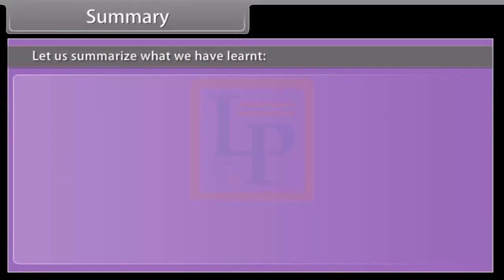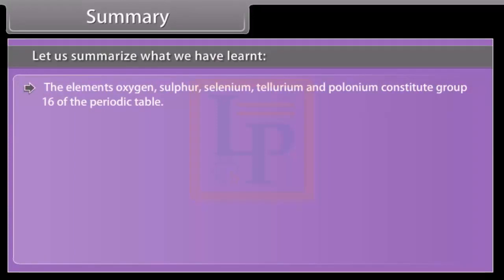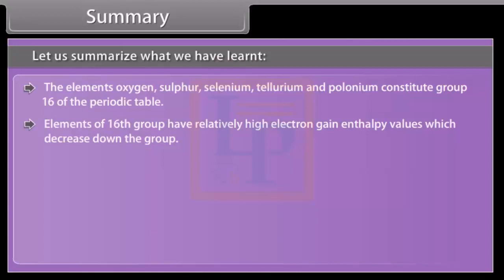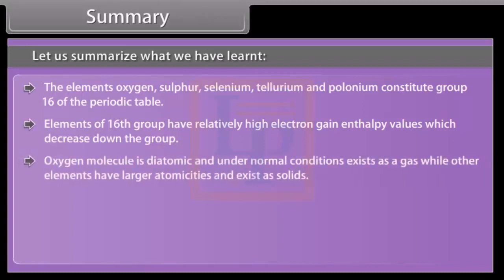Summary. Let us summarize what we have learnt. The elements oxygen, sulfur, selenium, tellurium and polonium constitute group 16 of the periodic table. Elements of the 16th group have relatively high electron gain enthalpy values, which decrease down the group. The oxygen molecule is diatomic and under normal conditions exists as a gas, while other elements have larger atomicities and exist as solids.